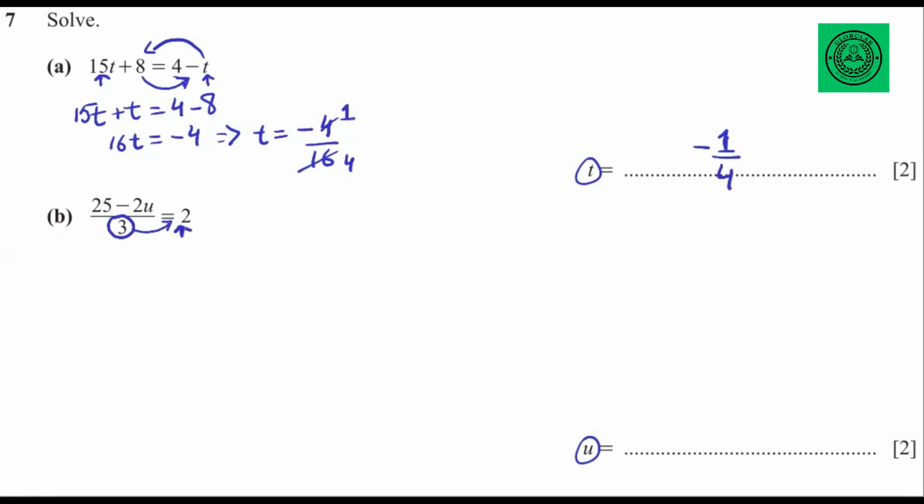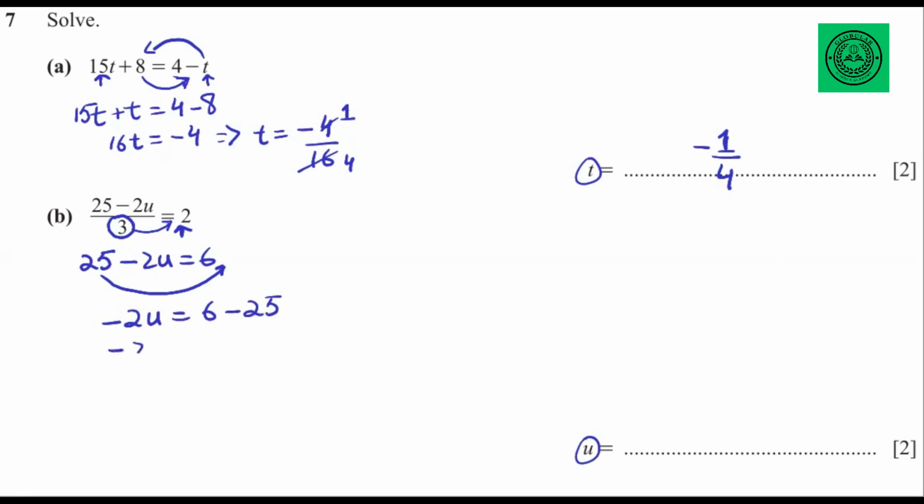So 3 times 2 will give us 6. So we are left behind with 25 minus 2u equals 6. Now we just need to shift this 25 from the left side to the right side. And as I explained earlier in part A of question number 7, whenever we move a number from the left to the right or from the right to the left, it changes its sign. So we will be left behind with minus 2u equals 6 minus 25.